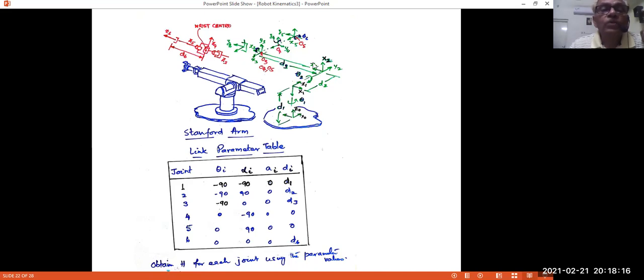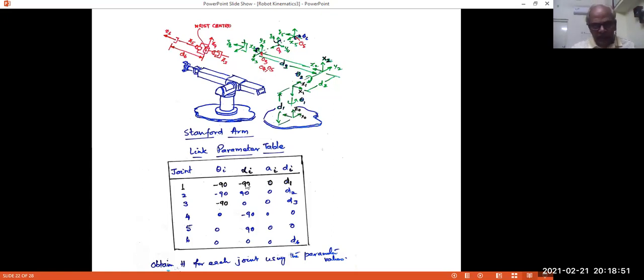And we fix all the three frames, O3, O4, O5, which are attached to these components. We bring them to this point called the wrist center. Though the frames will be different, the frames attached to each of these motors or joints will be coincident at one point, which is known as the wrist center. Well, that's how we will carry out the analysis.